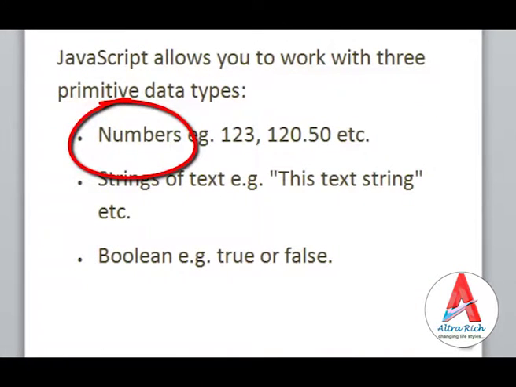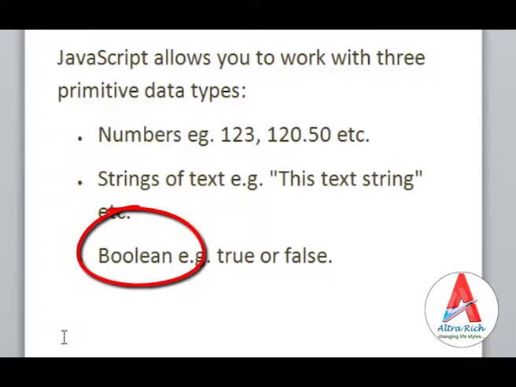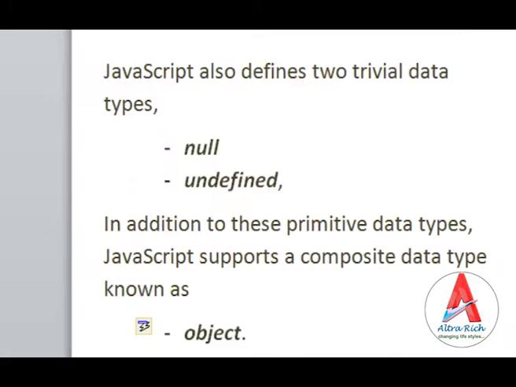Numbers. It can be any simple integer number or can be float number. Strings. Example: simple string. Boolean. Its value can be either true or false. JavaScript also defines two trivial data types, null and undefined.